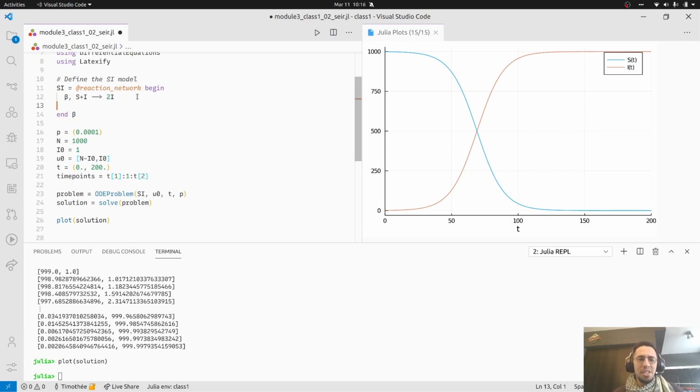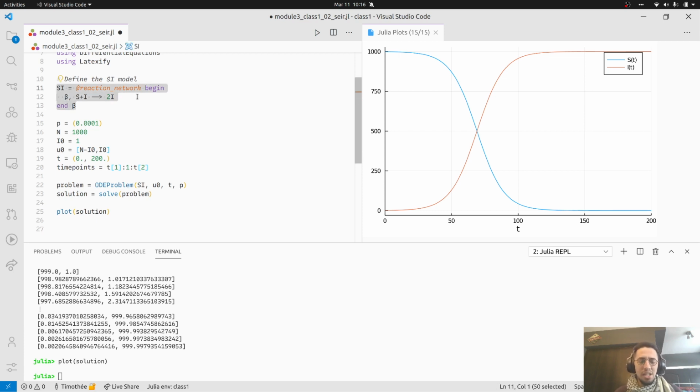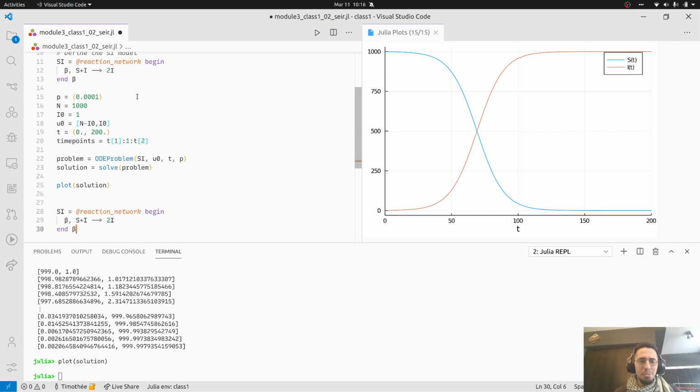So we're going to add another reaction here. Let me just actually do a second model. We are going to call that SIS. That stands for susceptible, infectious, susceptible. Because once you go through the infectious step, there is a chance that you will get back to being susceptible again.